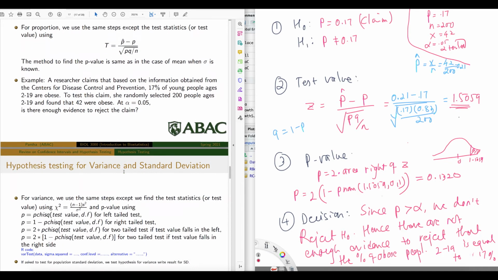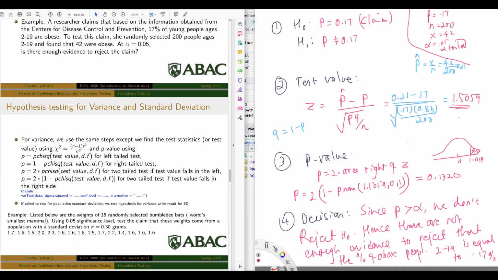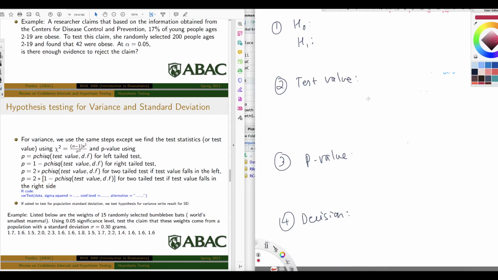The next one is testing the hypothesis for the variance and the standard deviation. All the steps are pretty much the same. The only difference is that the test value is denoted by chi-square, and the formula for chi-square is n minus 1 times s squared over sigma squared.